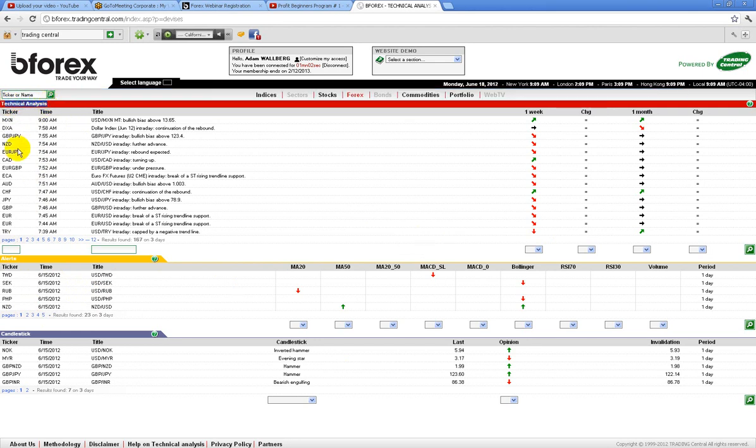Now, here you have the ticker: GBP/JPY, New Zealand dollar, EUR/JPY, the Canadian dollar, etc. You have the time that the signal was taken, and you have the title. Maybe it's under pressure, maybe we're expecting a rebound, and so on. Now, let's open one. Here we have EUR/JPY, rebound expected, as an example that I gave before.